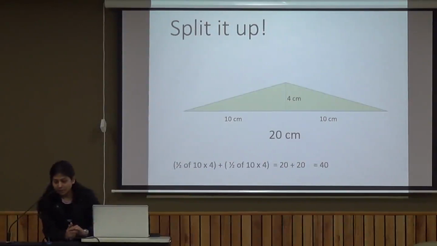You can see that what we have just discussed is there in the presentation. Half of 10 into 4, which is the area of the first half of the triangle, added to the second half of the triangle is equal to the area of the entire triangle.